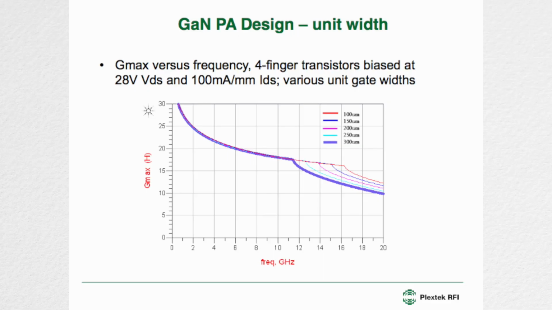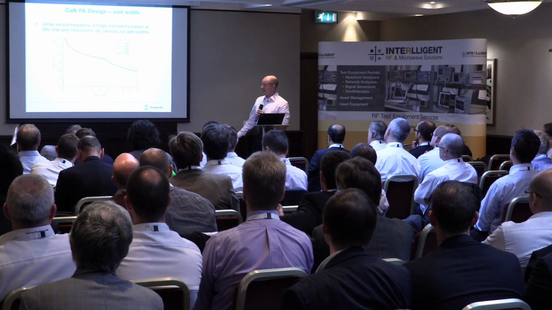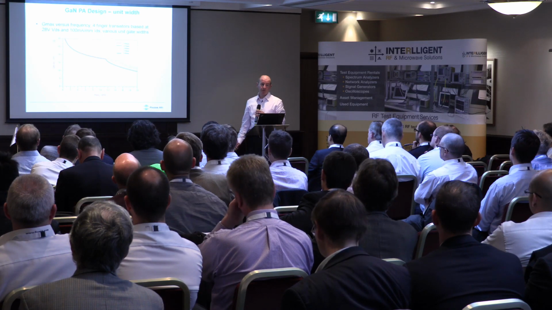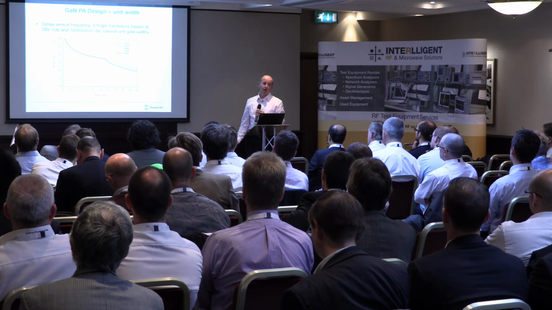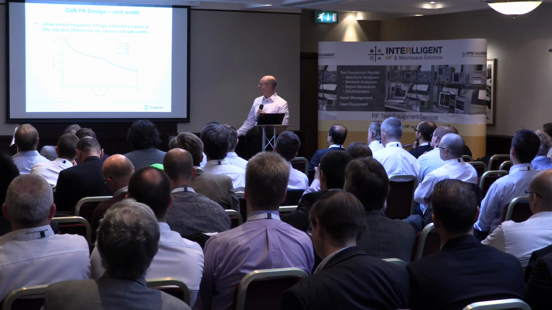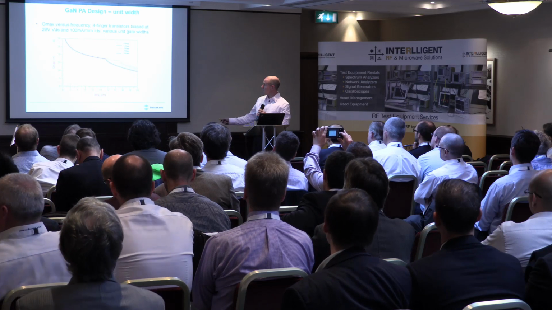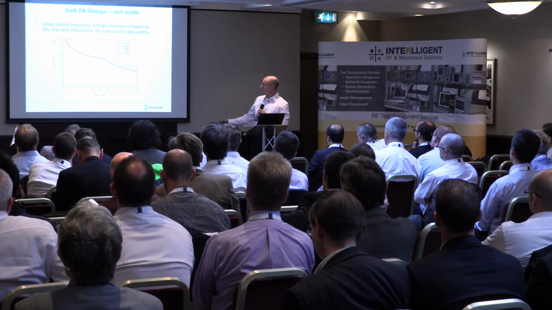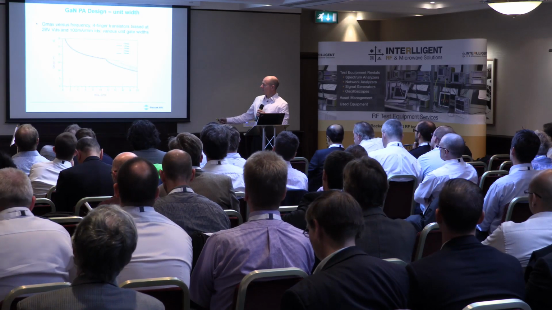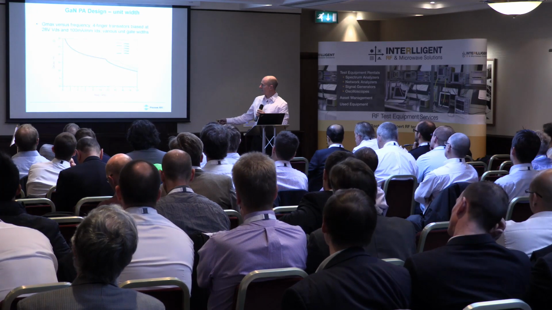So this shows you what happens with unit gate width. This is the frequency, this is Gmax, and for those familiar, you'll see this breakpoint here. Below this breakpoint, we're in a region of conditional stability. It's possible to make that amplifier unstable by selecting the wrong passive loads at input and output. Above here, this is unconditional stability. So this is really a figure of merit. This is actually the maximum stable gain.